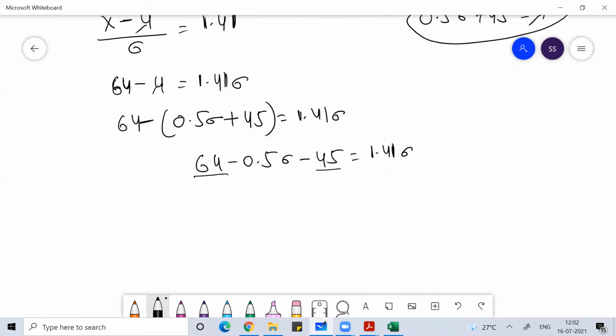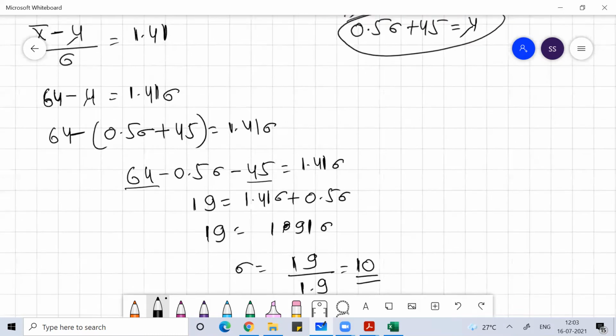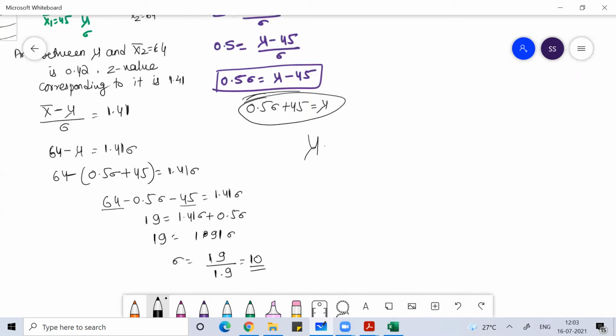64 minus 45, that would be 19. 1.41 sigma plus 0.5 sigma, so 19 is equal to 1.91 sigma. So the value of sigma is 19 by 1.9 something, somewhere around 10. If you find the sigma value somewhere around 10, you can find mu, which is 0.5 into sigma plus 45. So mu will be equal to 50.